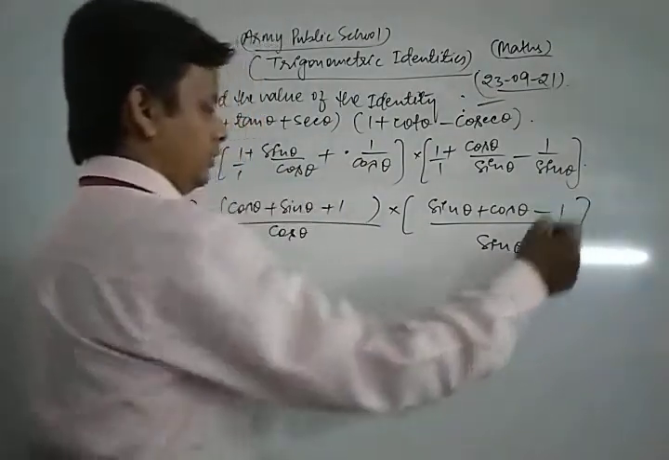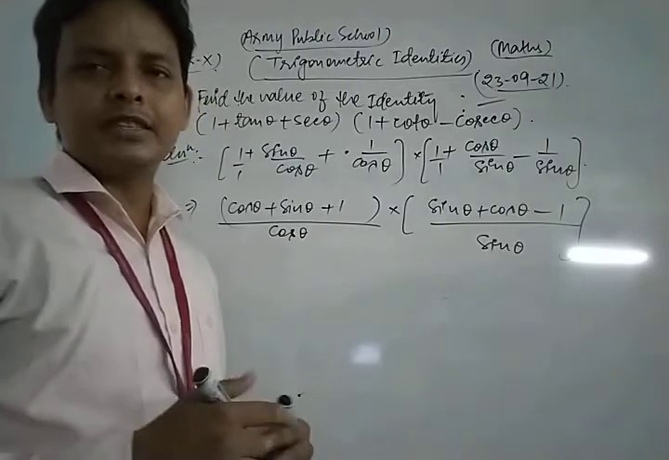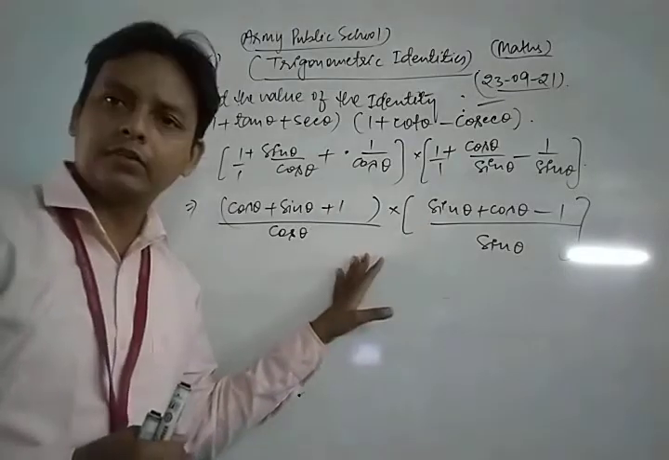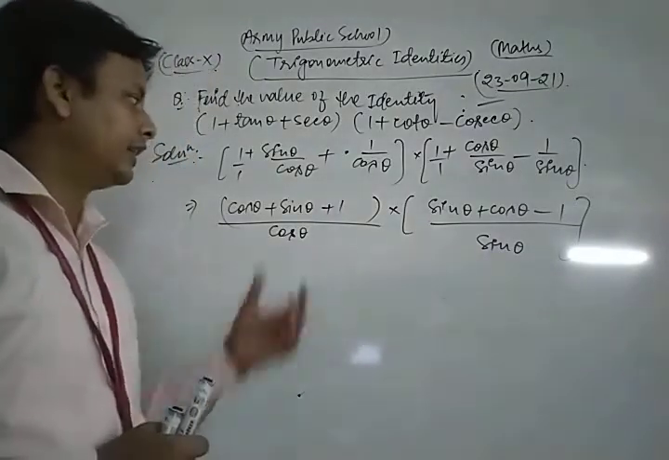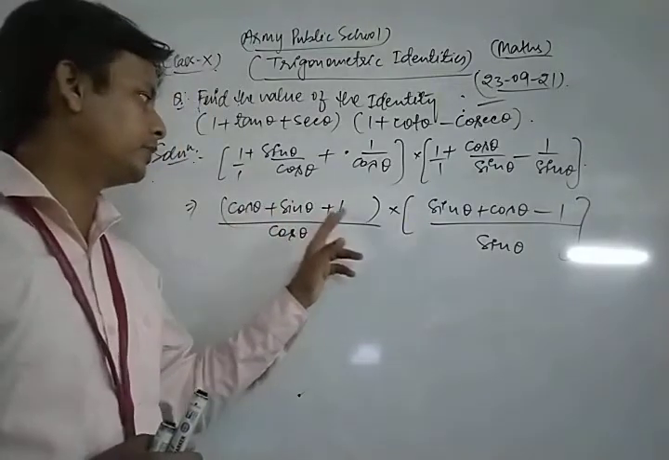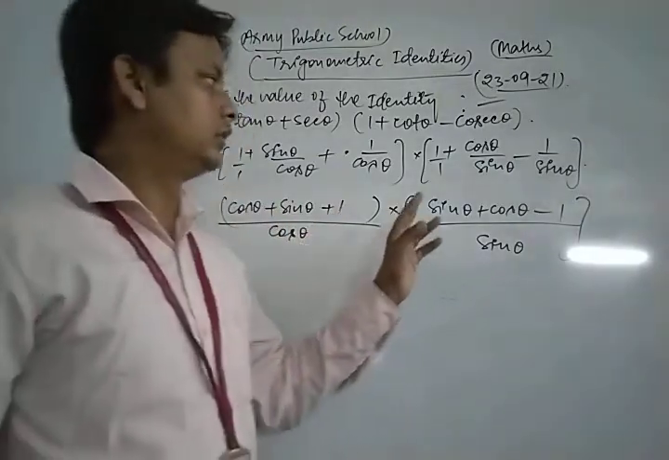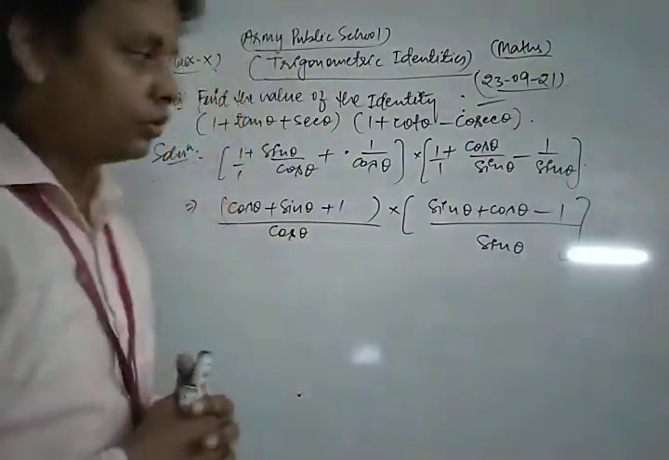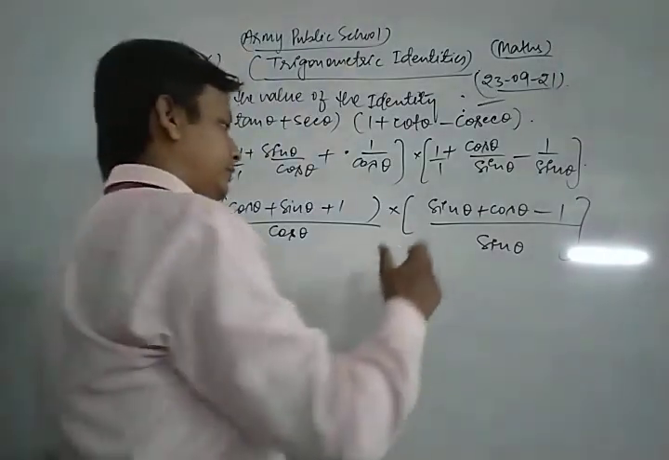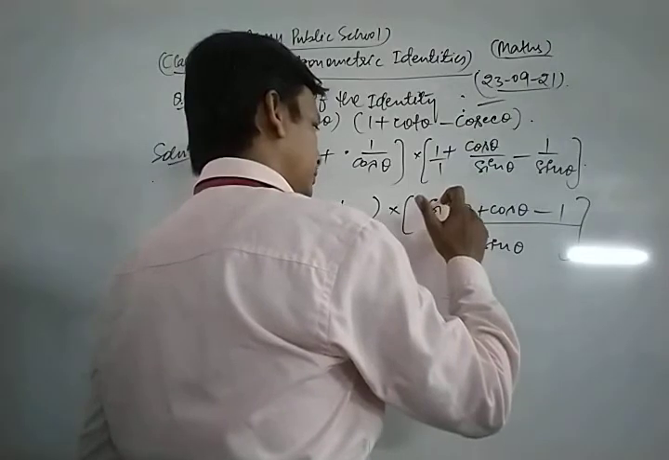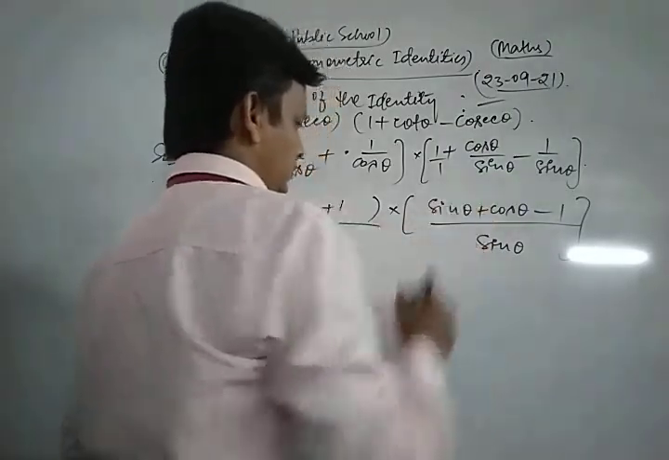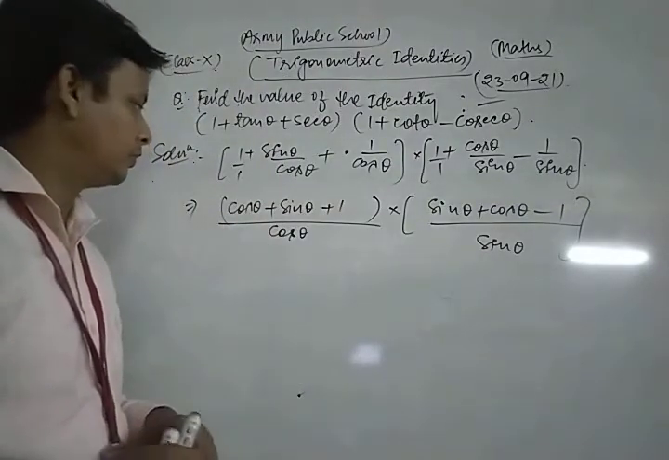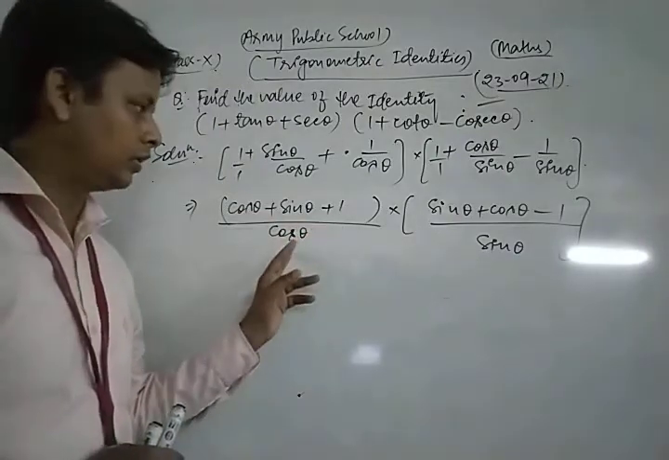Now look, dear friends, if we simplify them, we get these expressions: cos theta plus sin theta plus 1 upon cos theta, and sin theta plus cos theta minus 1 upon sin theta.